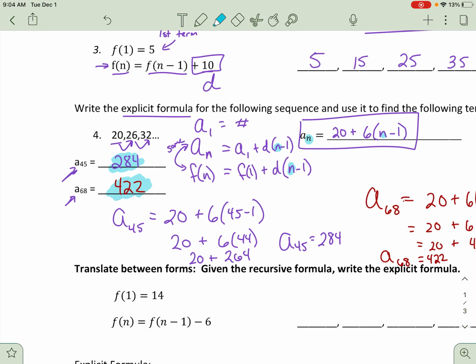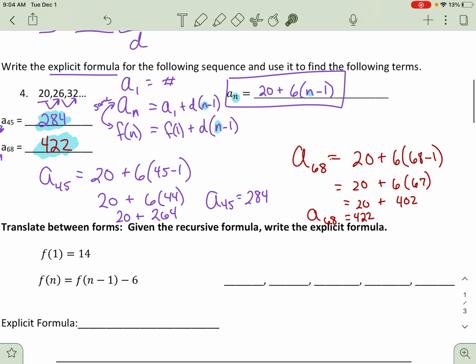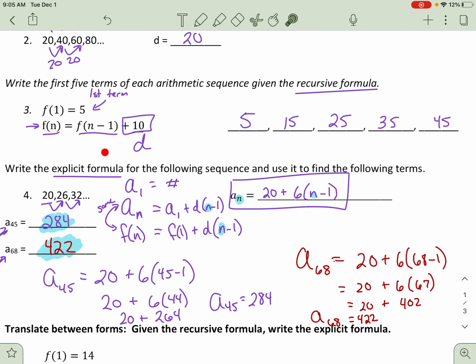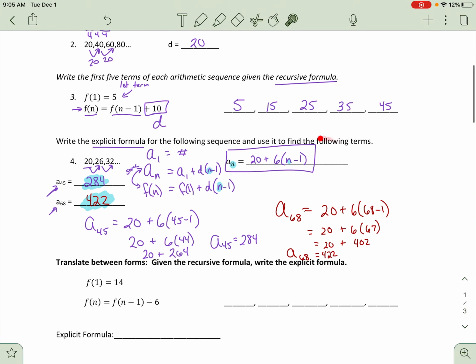All right, so explicit formula is nice because you can really go into some big terms, right? Like you can look and see what's the 1,000th term. But recursive is not as nice because you always have to have the number before it. In order to get the 1,000th term, we'd have to have the 999th term, right? So that's kind of a pain. So explicit is actually the nicer formula.